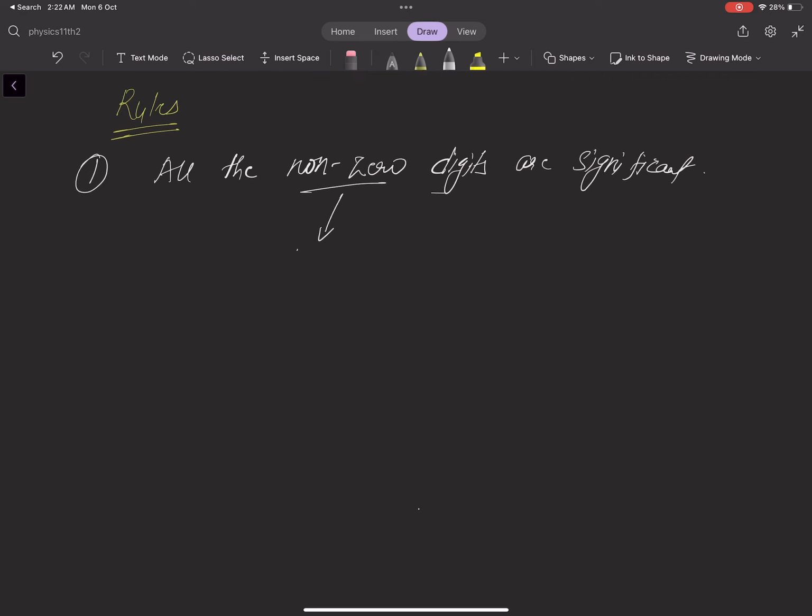Significant, it means 1, 2, 3, anything. After decimal point also 2, 3, 6, 9. All the zeros between two non-zero digits are significant. All the zeros between two non-zero digits. These zeros are significant, no matter where the decimal point is, if at all. So 1.002, these are also significant. 200.2003, these both are significant.